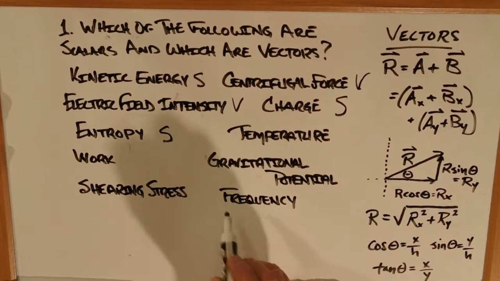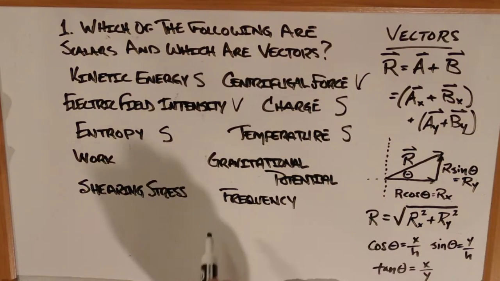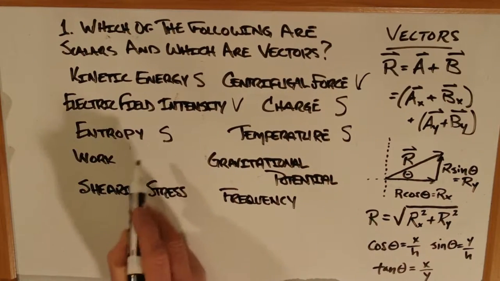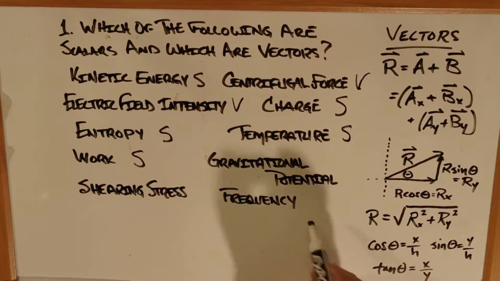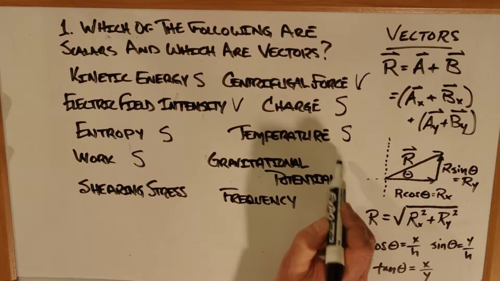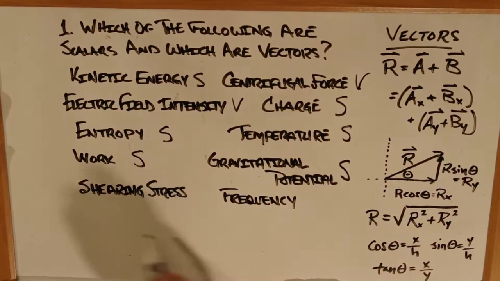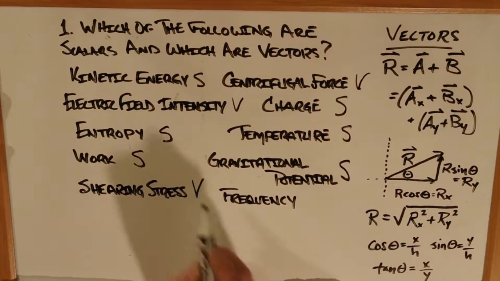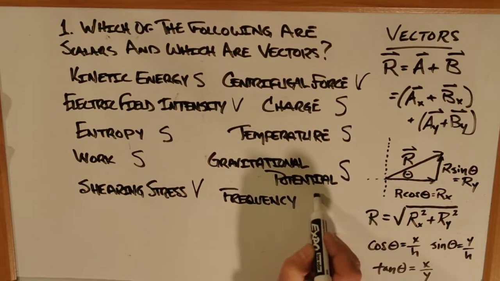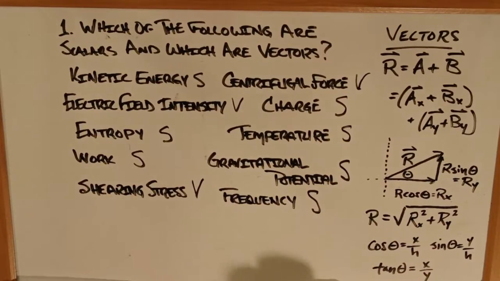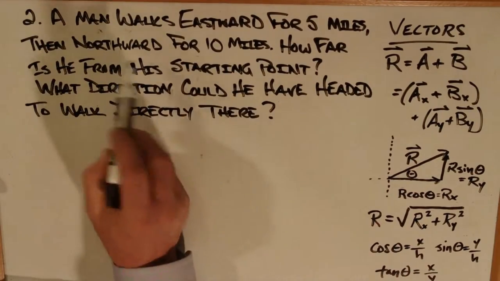Temperature, 30 degrees as a magnitude. It has no direction, so it's a scalar. And work, as well, is a scalar. Gravitational potential has magnitude but no direction, and so it's a scalar. Shearing stress is a vector. And frequency, like 20,000 hertz, is a scalar.